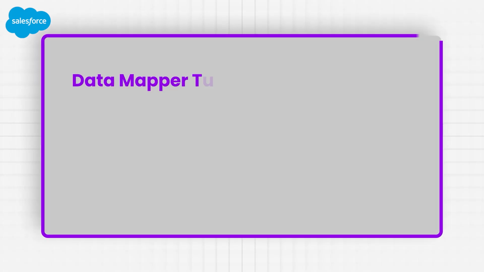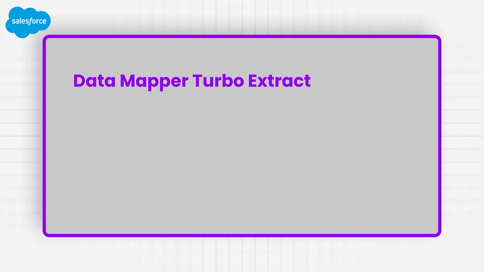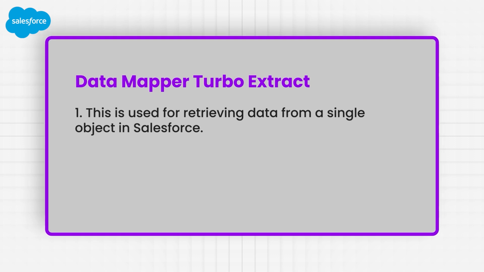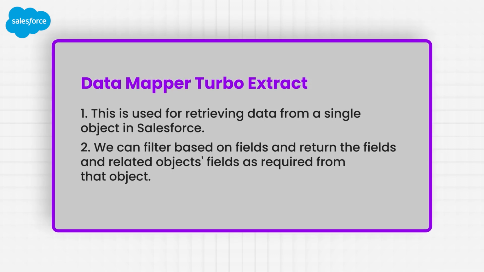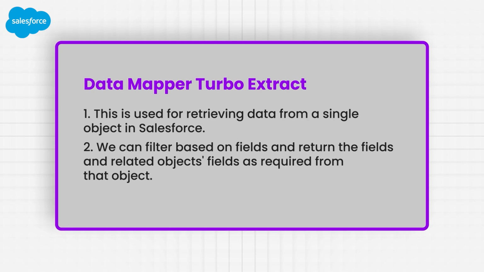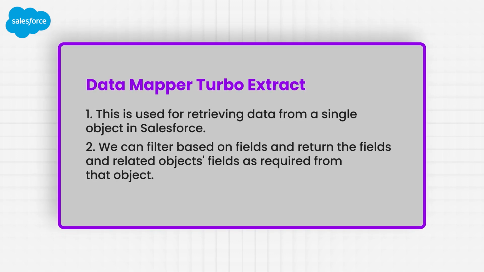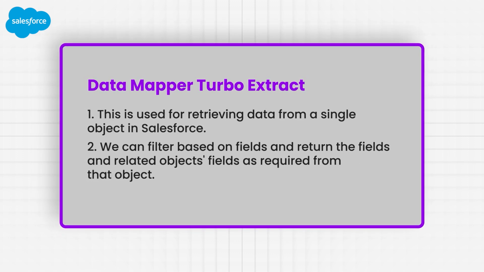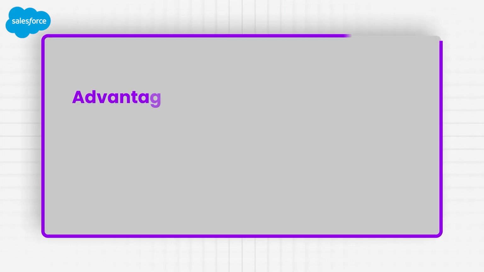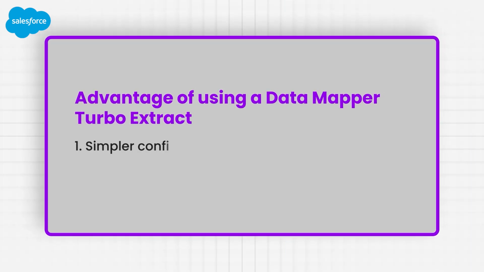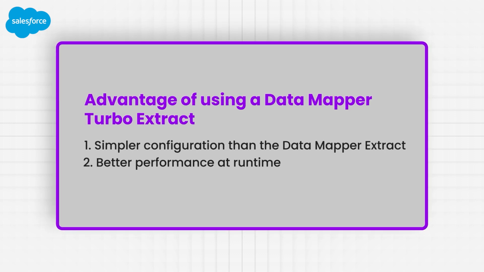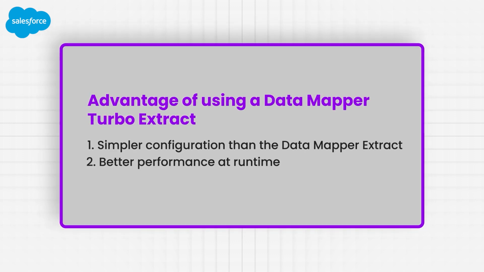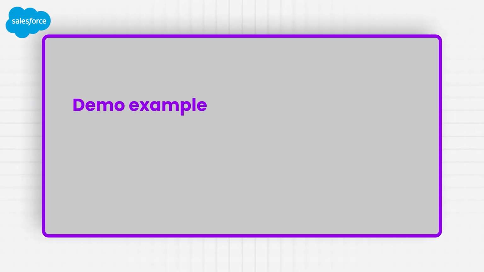Hi, in this video, we're going to talk about Datamapper Turbo Extract, the data mapper that is used for extracting Salesforce data from a single object. What we can do with this data mapper is filter based on any of the fields of that one object and return fields of that object and any related objects to the one we are querying. The advantage of using it is that it's a very simple configuration to build, and its performance at runtime is way better than Datamapper Extract. Let's jump into a demo and see how it works in real time.